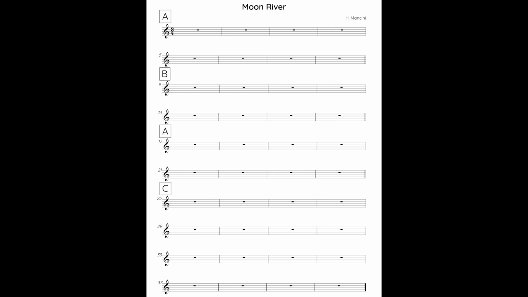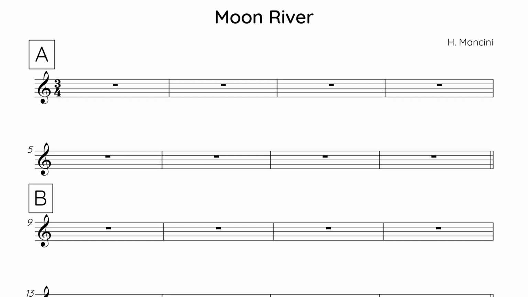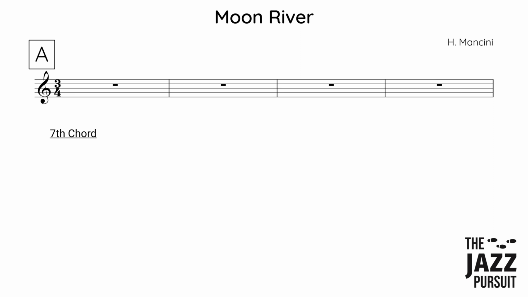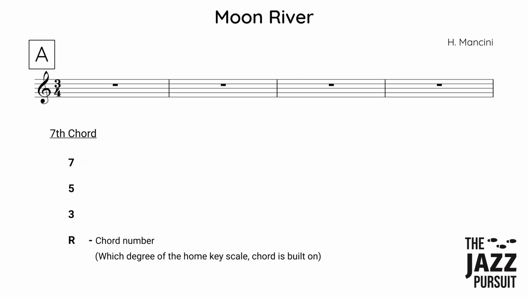Now let's dive in and take a look at the harmony in the A section. When analysing harmony, it's common to refer to chords by numbers, as this allows us to clearly see the underlying harmonic movement. A seventh chord is made up of 4 notes: the root, third, fifth, and seventh. The chord number refers to the root note, and which degree of the home key scale the chord is built upon. The remainder of the chord, the third, fifth, and seventh, is then built using the notes of the home key scale, which in Moon River is C major.